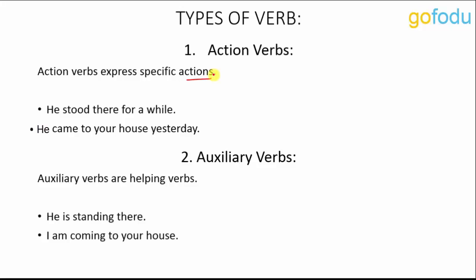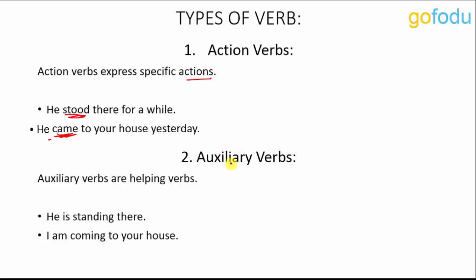Like the subject is doing something, physically some action, then we use action verbs. Let's check an example. He stood there for a while. Stood is an action verb. He's standing. He came to your house. Came is an action verb. That's a physical action. He came.